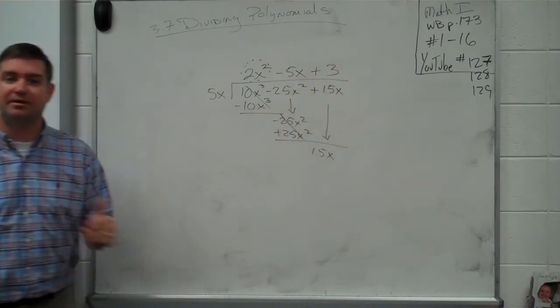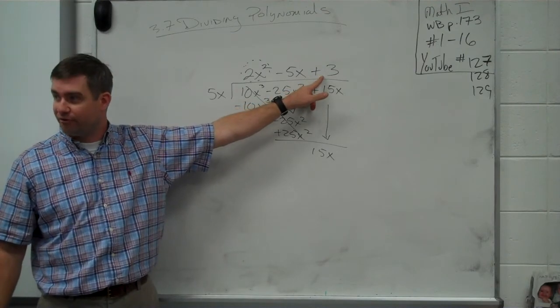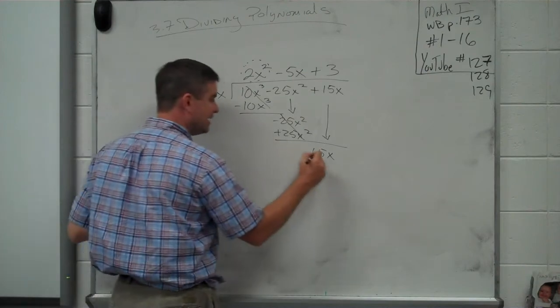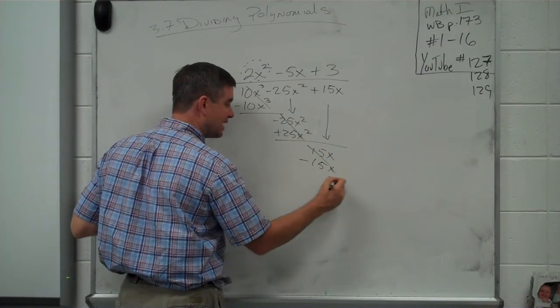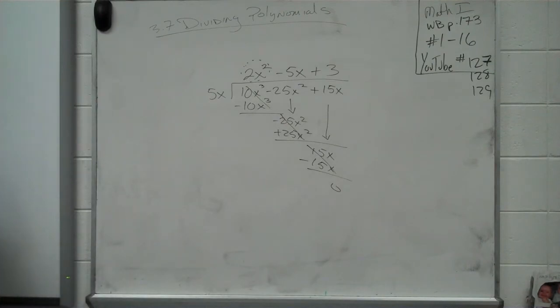I want you to get in the habit of saying positive 3 so that I know that that's going to be plus 3. Does that make sense? Plus 3 times 5x is 15x. I subtract those and they just go away. I have a 0 remaining. I'm not always going to have a 0 remaining. But in this problem, it worked out nice and neat and I got a 0 remaining.